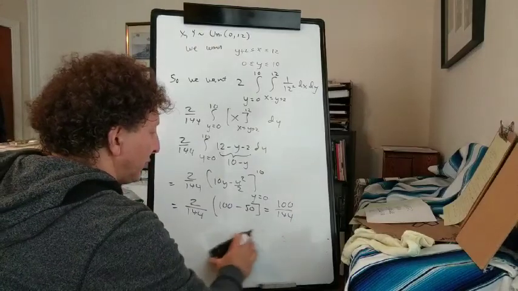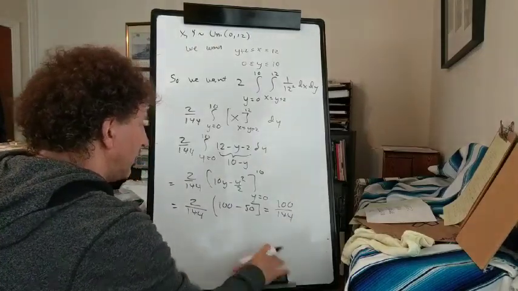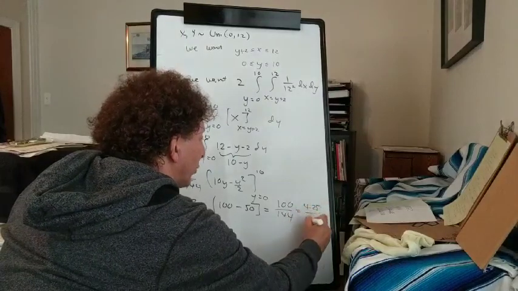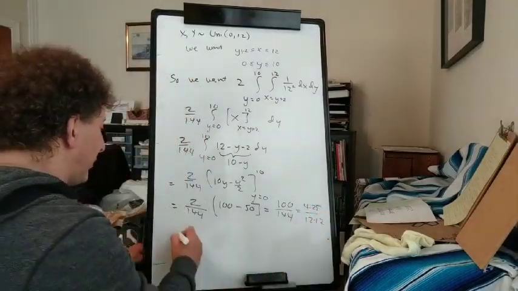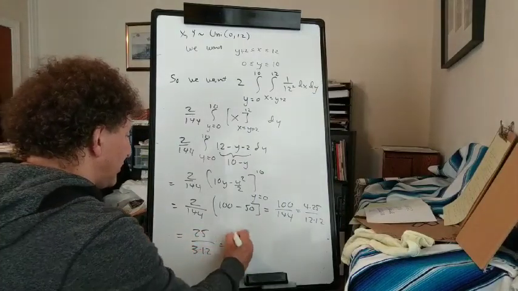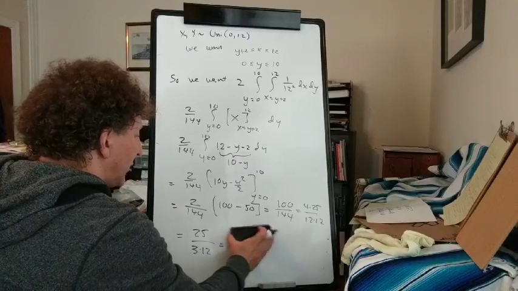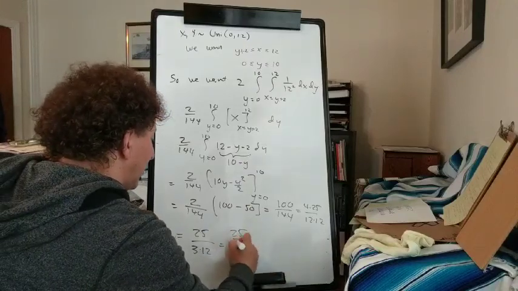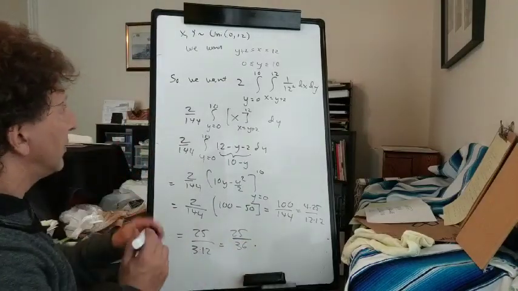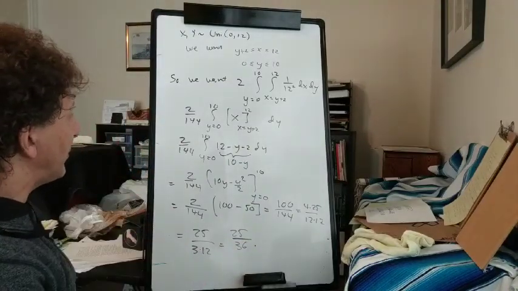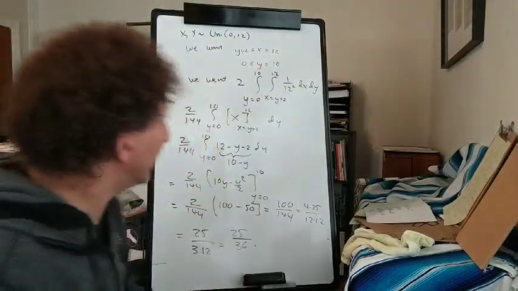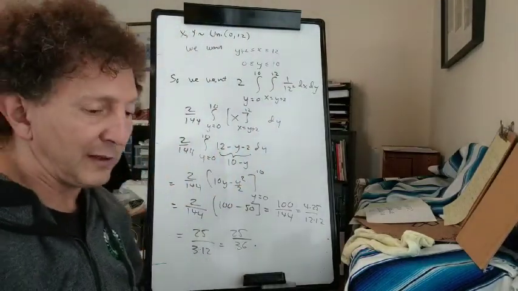Which we could reduce if we divide by 4. This is 4 times 25, and this is 12 times 12. We divide by 4, then we get 25 over 3 times 12, which is 25 over 36. So that's the probability. I did multiply by 2. That's the probability that the numbers we choose will be at least 2 apart.